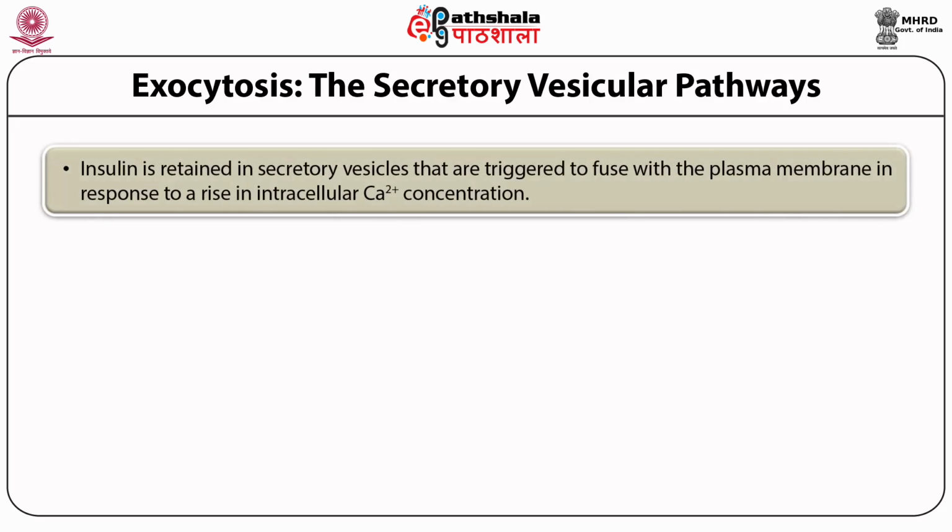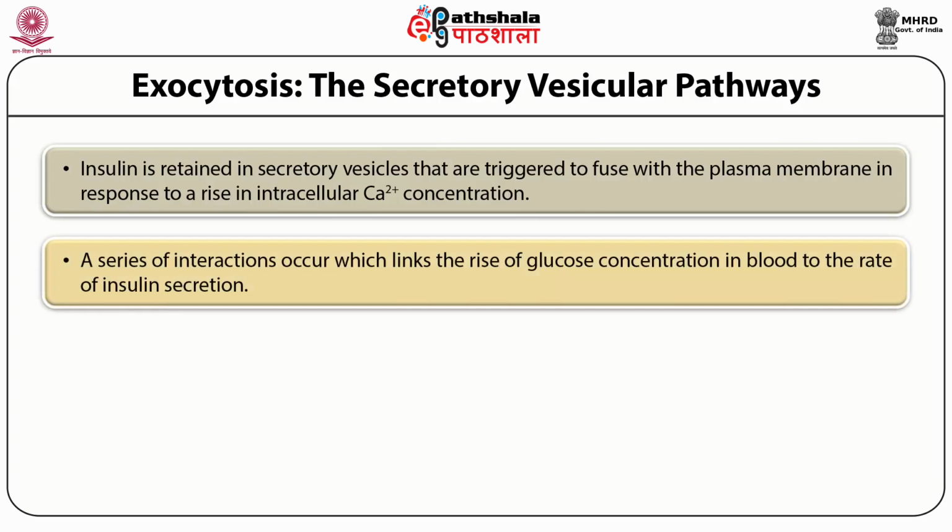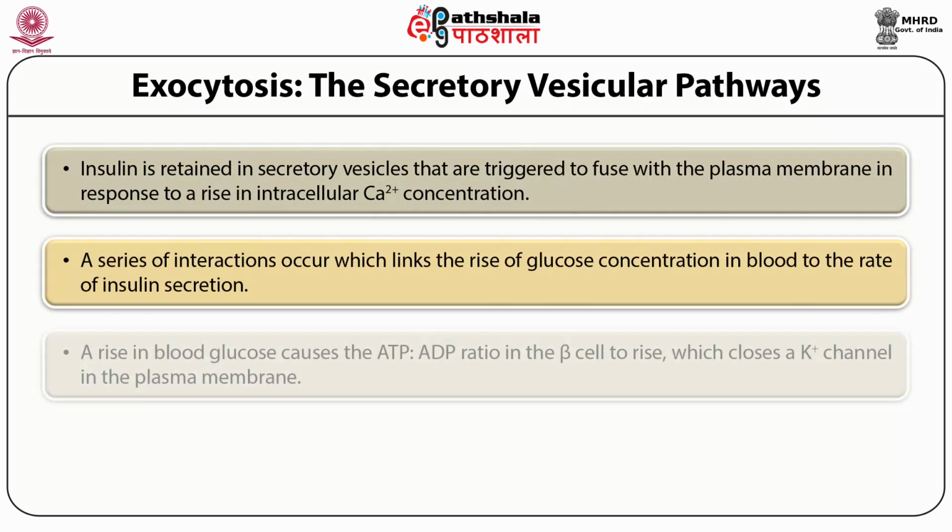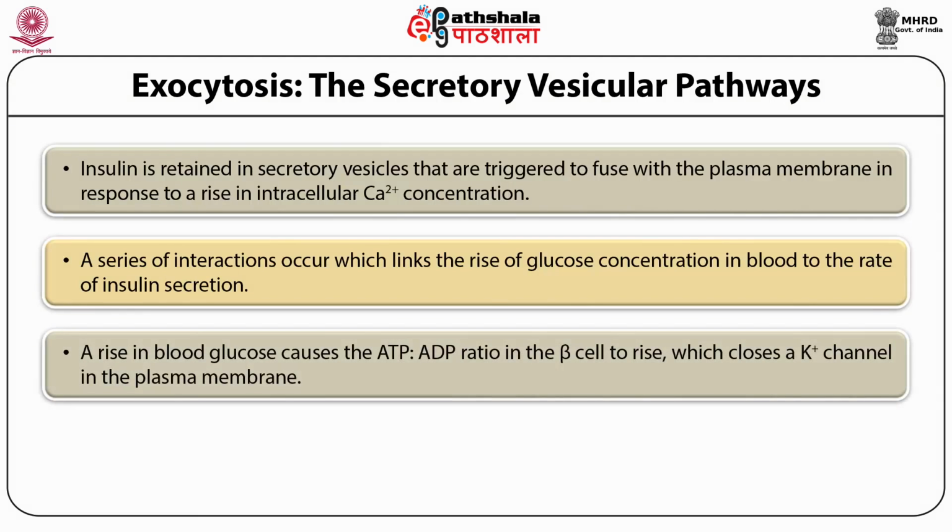Insulin is retained in secretory vesicles that are triggered to fuse with the plasma membrane in response to a rise in intracellular calcium concentration. A series of interactions occur which links the rise of glucose concentration in blood to the rate of insulin secretion. A rise in blood glucose causes the ATP-ADP ratio in the beta cells to rise, which closes the potassium channel in the plasma membrane.